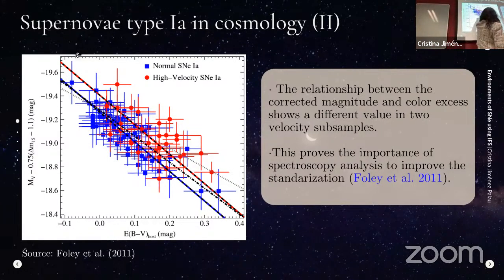The red and the blue are two samples of supernovae, which have normal and high velocity. And what you can see here is that we have two lines. So we have a different value for these two subsamples. This is important because the spectroscopic variables are also important to improve these standardizations, because as you can see, there's a separate behavior of them. This makes us think that, okay, let's study the spectroscopic properties.